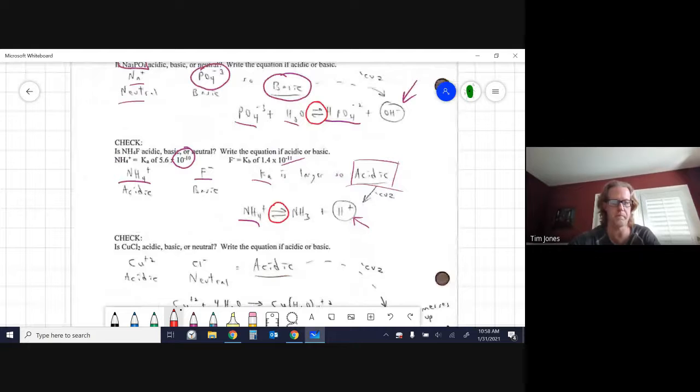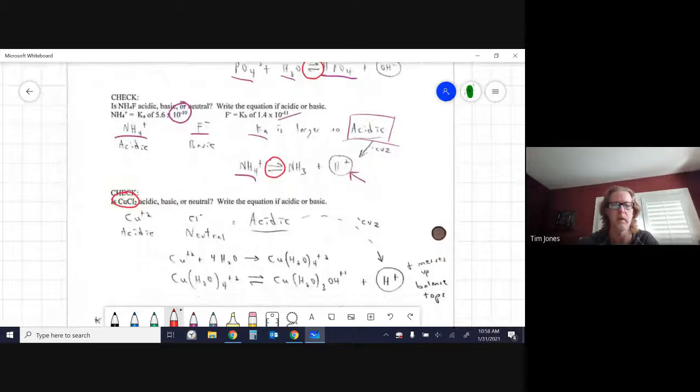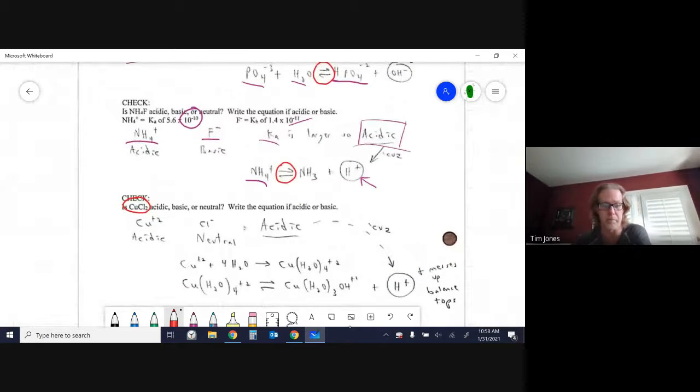And then one more, CuCl2. Again, try it on your own. Come back here, you're back here, or you never tried it. This one I saved for the end because it's a little bit tricky. Cu plus 2 is acidic because it's a transition cation. Cl minus is neutral, so we can ignore it. We know it's going to be acidic.